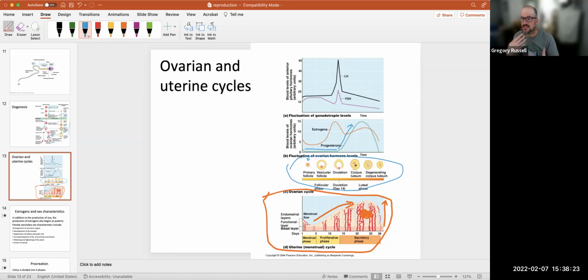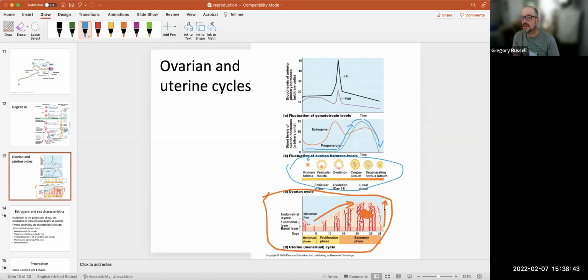And what that's going to do is prevent menstruation from occurring. So the levels go up and up and up. And then if pregnancy hasn't occurred, that corpus luteum is eventually going to degenerate and the levels of progesterone will come back down. That will trigger menstruation to occur.